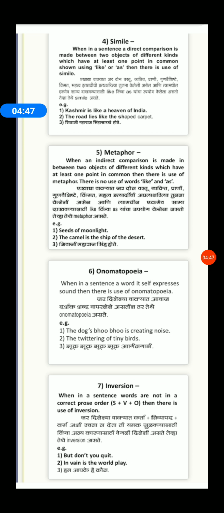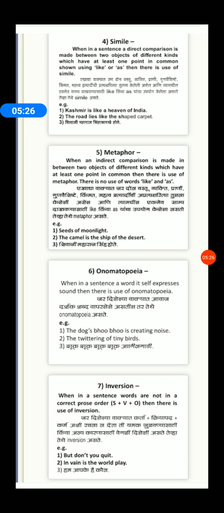लेट अस सी एक्झाम्पल्स. काश्मीर इज लाईक अ हेवन ऑफ इंडिया. Here is the comparison between Kashmir and heaven, so there is one quality in Kashmir equal to heaven, so there is the figure of speech simile. The road lies like a shaped carpet. Here also the word like shows the simile figure of speech. शिवाजी महाराज सिंहासारखे होते. This is सिंहासारखे. This word shows the simile figure of speech.